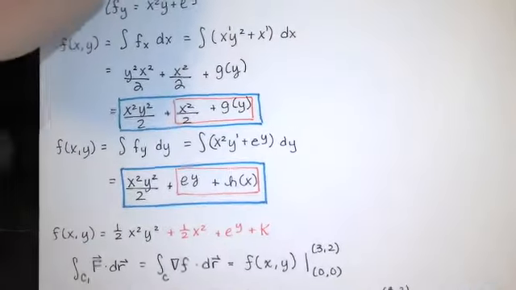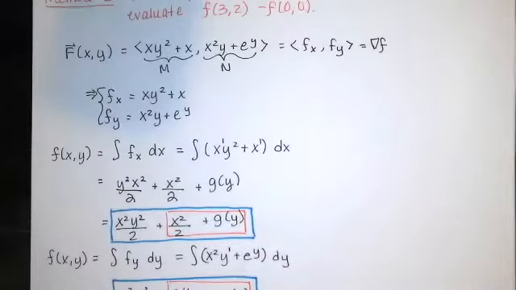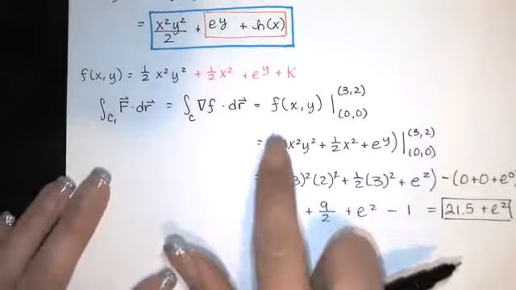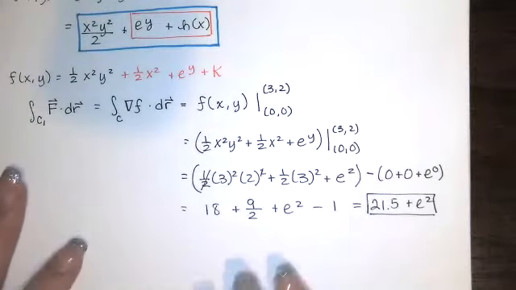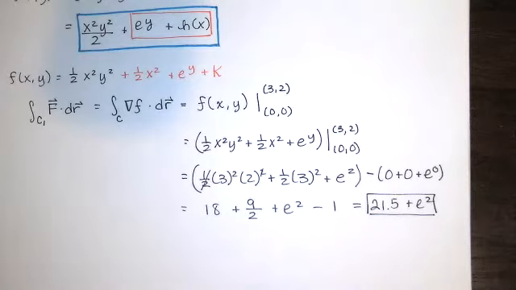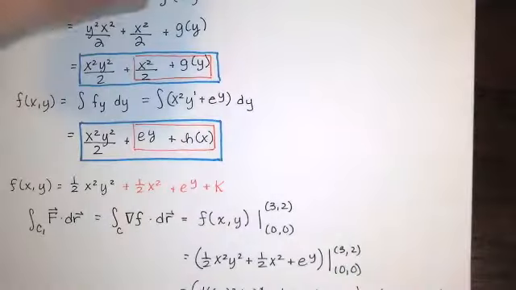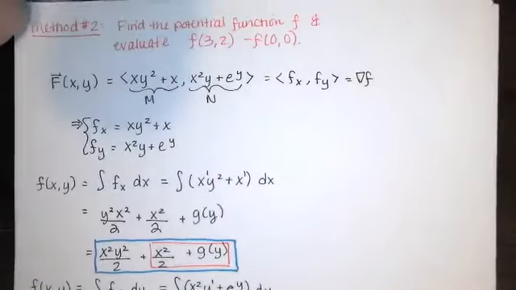Or we said, let's avoid path integrals altogether. Let's avoid line integrals altogether. Let's just find the potential function, and we did. Then plug in the endpoint, plug in the start point, and subtract, and you get the same value. So that's an option for you. Isn't that cool? I think it's cool.